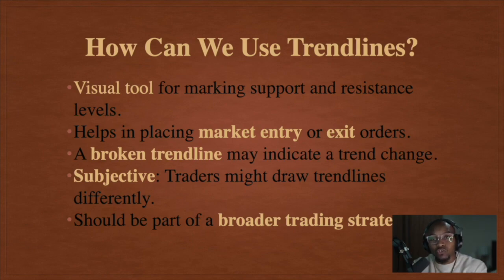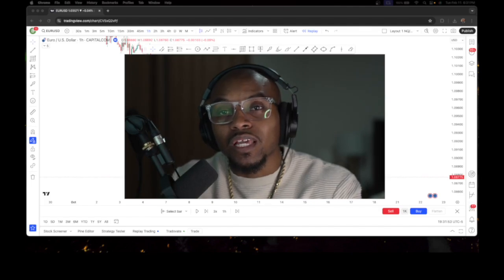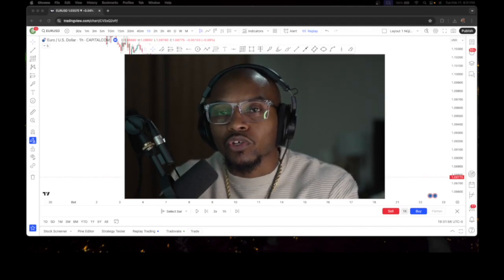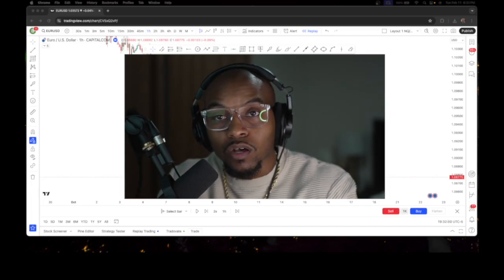Although trend lines are useful, they are subjective. So traders may draw trend lines differently, meaning everyone is not going to see it the same. Trend lines should typically be part of a broader strategy. So while you can trade trend lines alone, it's better to trade trend lines with other confluences or reasons as to why you think the market is going to go up or down.